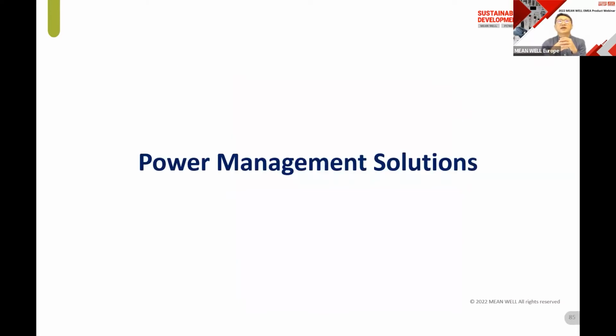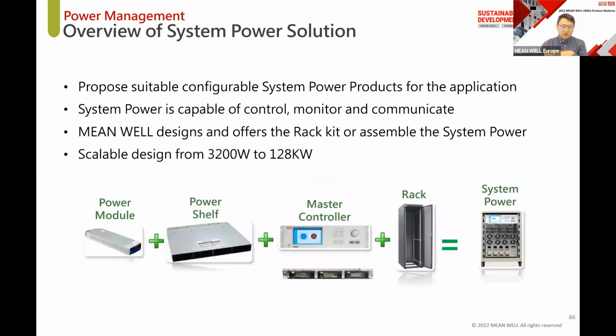So let's first look at the power management part. A typical example is the rack power with the master controller like CMU2, built into a rack to form a complete system power. Meanwhile, the rack power can provide a scalable design up to 128 kilowatt.